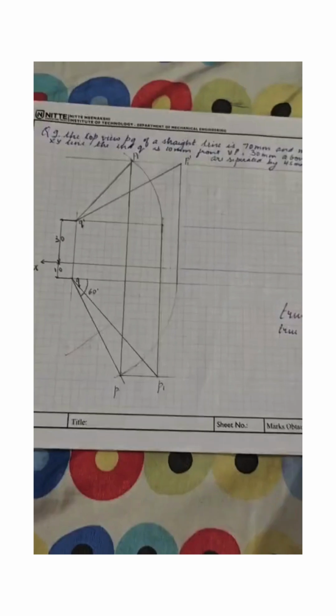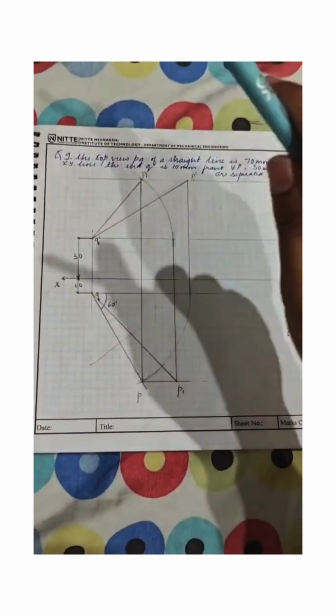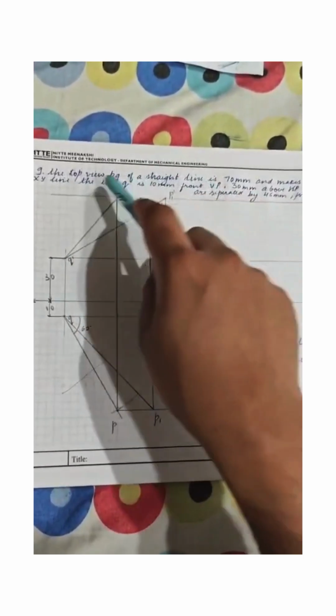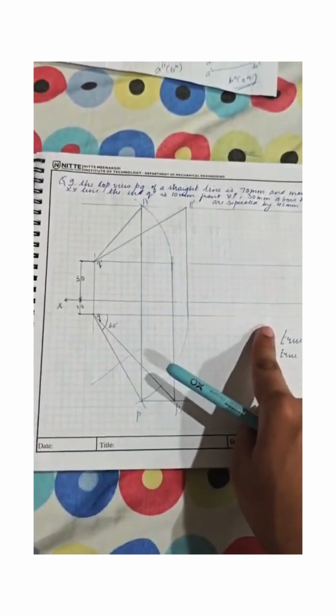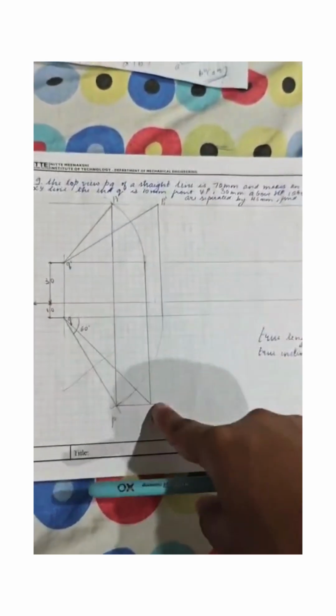Before we go further, I also want to discuss backward projections. So this is going to be a standard case of backward projection. What is happening here now? In backward projections, they will not say that the line is this much. They will say the top view of the line is this much, or the front view of the line is this much. Here they've said the top view of the line. This is top view. The top view of the line is 70 mm. So this is 70 mm. I've got the top view.